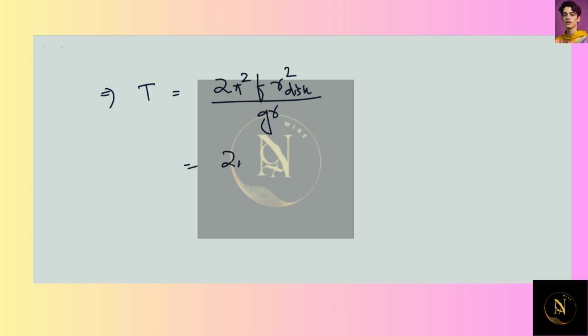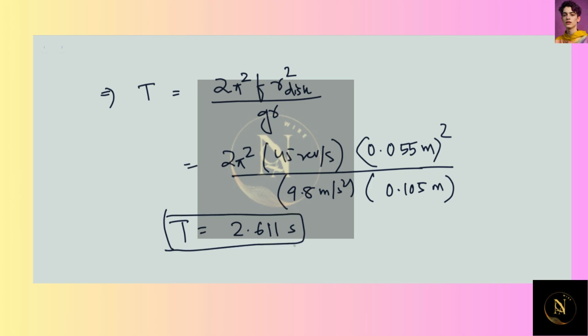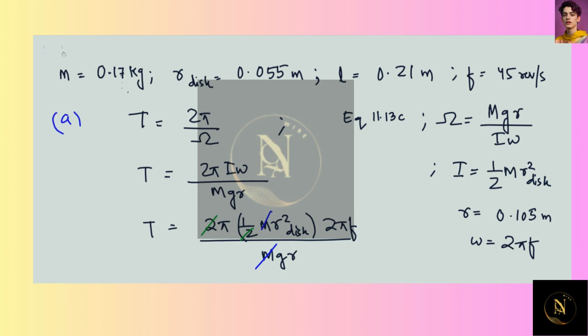So we have frequency to be 45 revolutions per second. Radius of the disk is 0.055 meter. G is acceleration due to gravity, and small r is 0.105 meter. And this is equal to 2.611 seconds, which gives the time period. So this is part A.